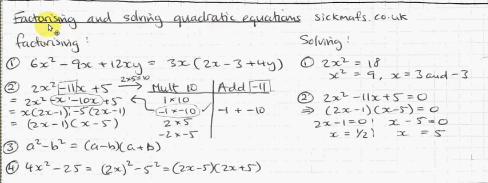What does factorizing mean? Factorizing is the opposite of multiplying. So if I was multiplying this out, you would get that. If I'm factorizing, it gets you back to there. From here to there is factorizing, from there to there is multiplying brackets. So it's sort of the opposite.